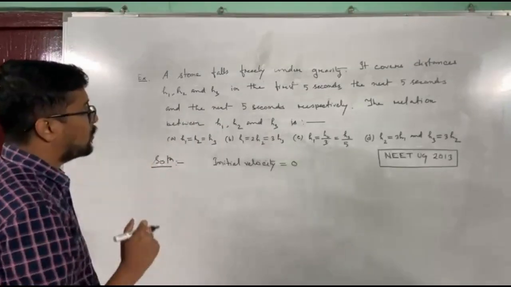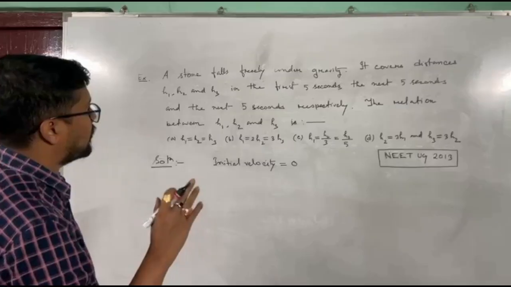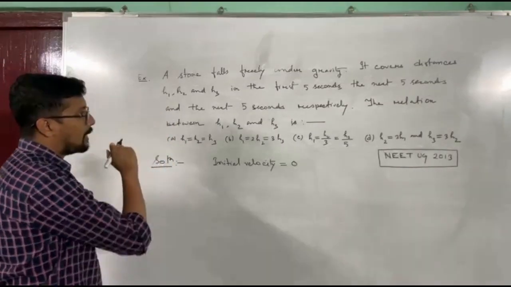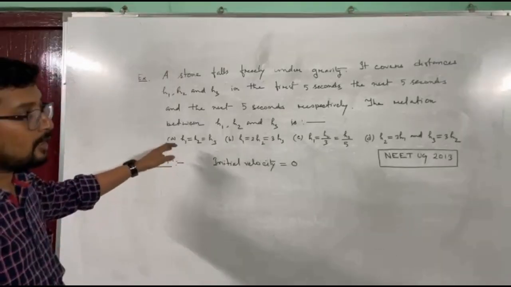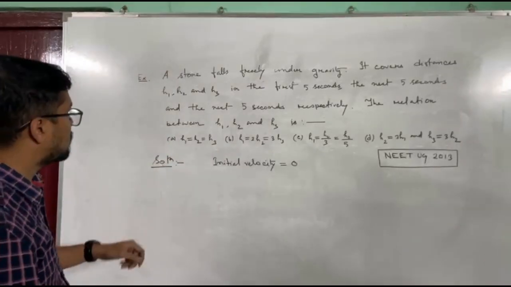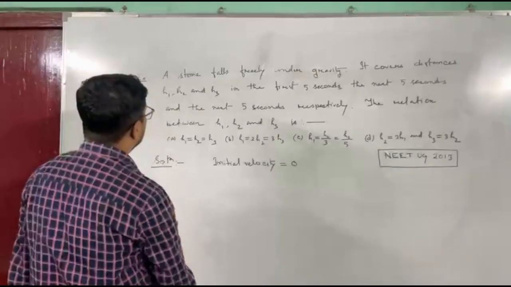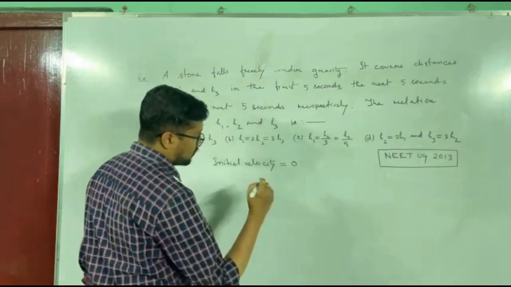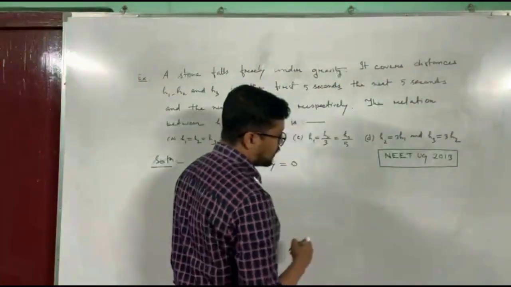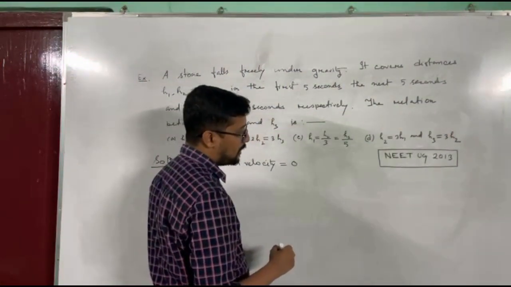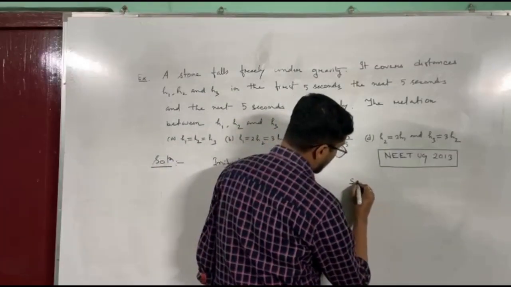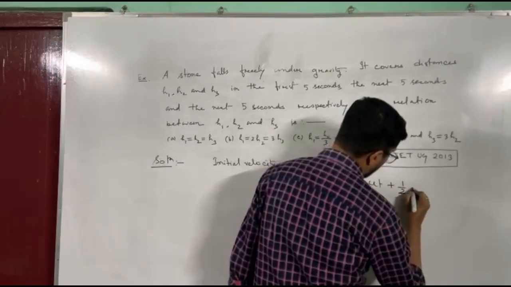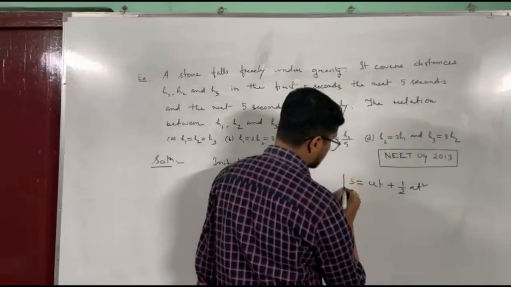When the stone has covered the first 5 seconds, as per the question, the displacement or distance covered is h1. I am repeating, distance and displacement will be same because we are talking about a rectilinear motion. So what we can write for the first 5 seconds, we can write like this. Again we are going to use this equation of motion for constant acceleration, which is S is equal to ut plus half at square.